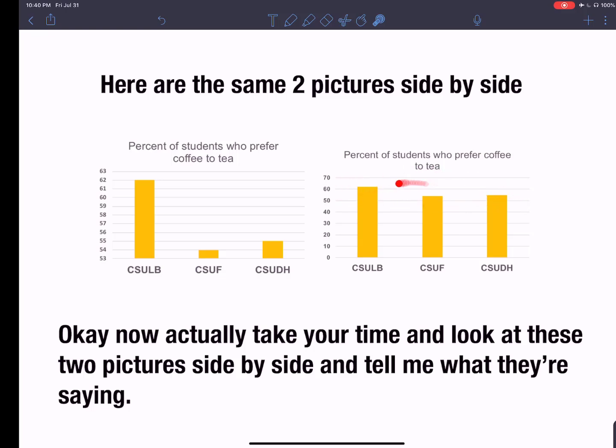They're all relatively equal, right? Does CSULB have a problem? Do they like more coffee than tea? Yeah, absolutely, right? You can see this here. But this looks so crazy drastic.